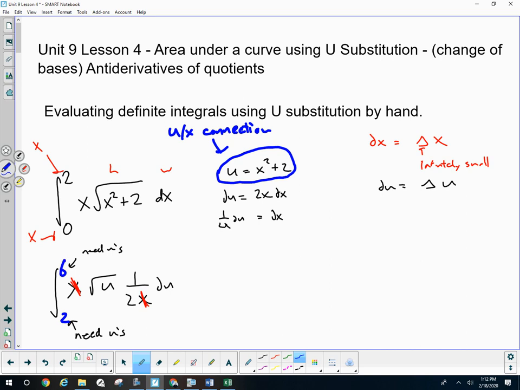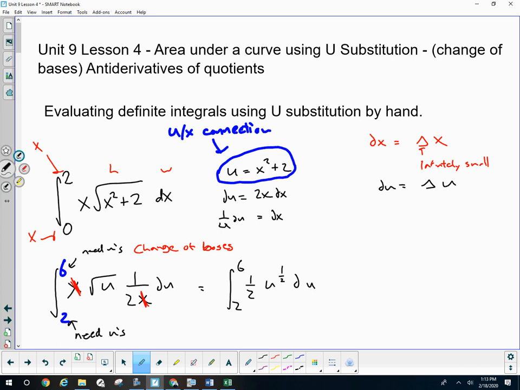So what we've just done, this process, is called changing bases. Change of bases. So we changed our bases, 0 to 2, x-axis, base of rectangles, to 2 to 6, u-axis, changing u's. So now I have 2 to 6. I'll rewrite this so it's nice. u to the 1/2. Let's go ahead and do the next step.